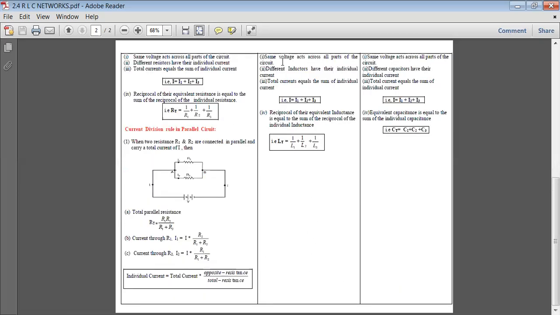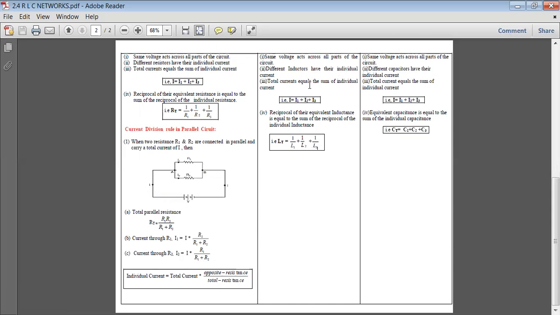Now come to the points. Same thing, compare with the resistance. The sentence will be the same. Same voltage acts across all parts of the circuit, meaning the same voltage in a parallel circuit always, whether it is resistance, inductance, capacitance, whatever it may be. If they are connected in parallel, the voltage will be the same.